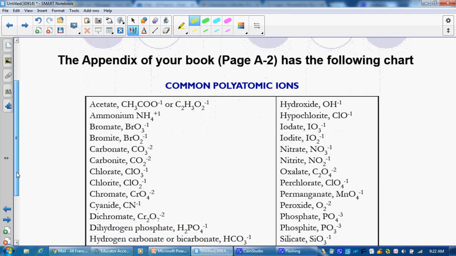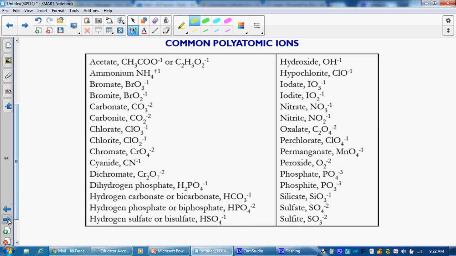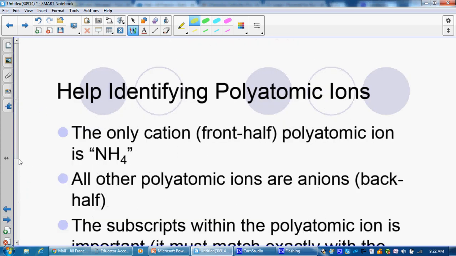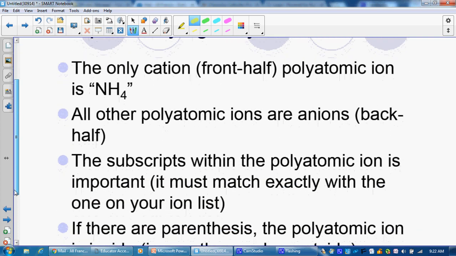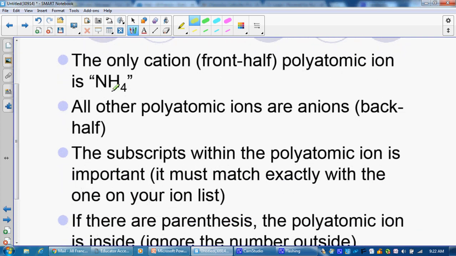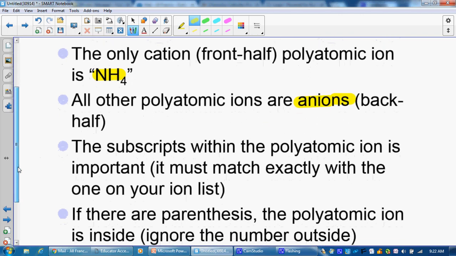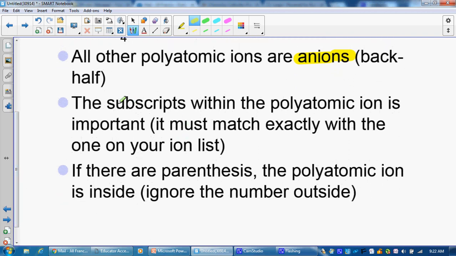Okay, here's some common ones. Again, you have the chart on the back of your periodic table, so I'm not going to spend much time looking at these. So how do we identify these? Well, there's more than one element together. The only one that's positive is NH4. Okay, the rest of your polyatomic ions are going to be anions, or they're going to be the second part of your compound. Okay, the subscripts, or the little numbers, are important.